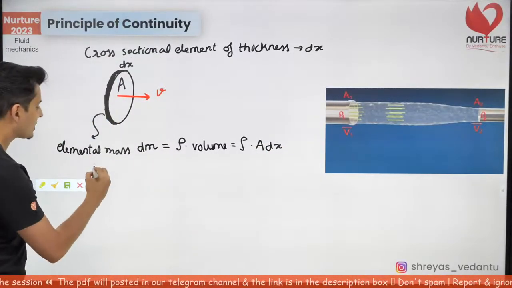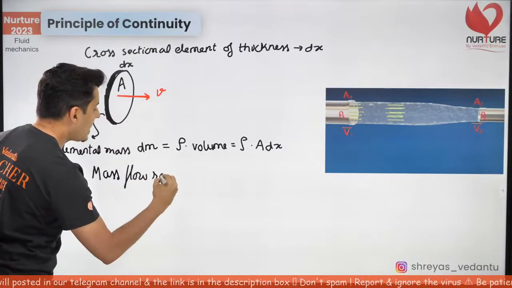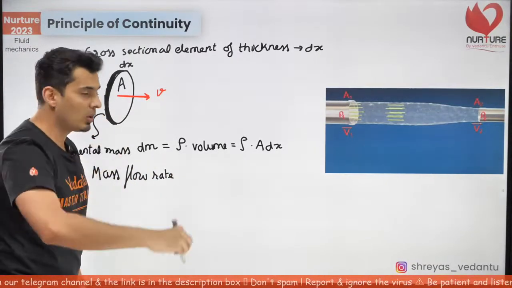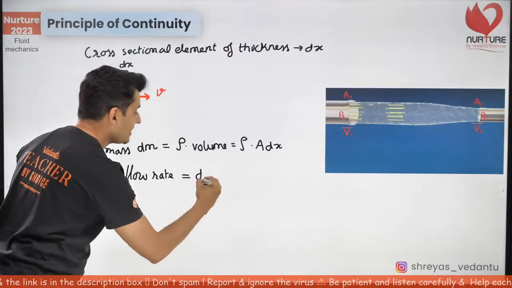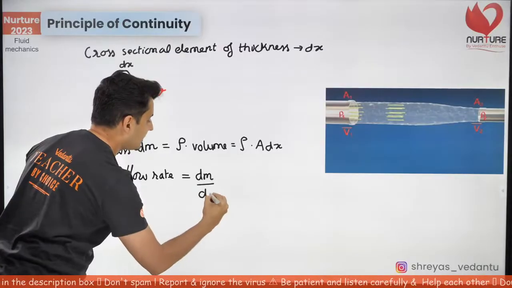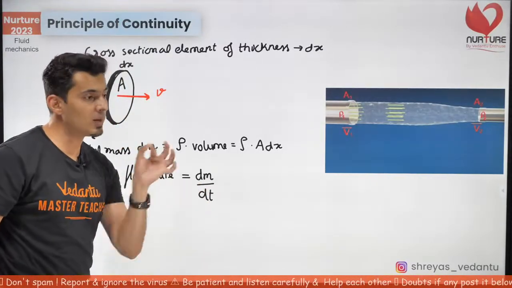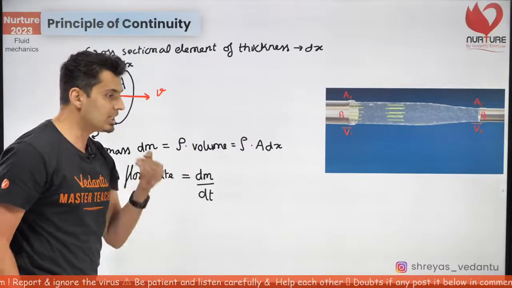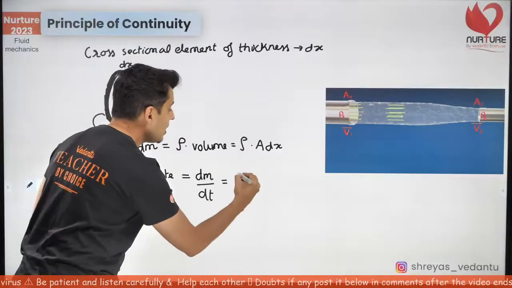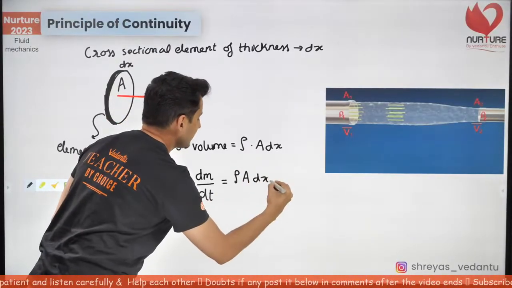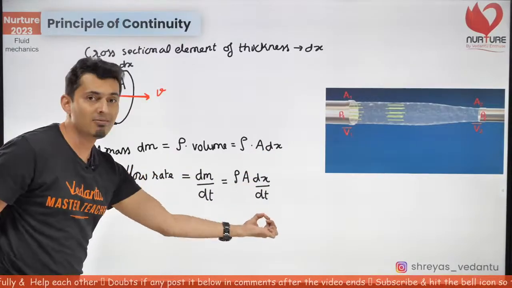So if I ask you what is the mass flow rate? The mass flow rate is the mass which flows per unit time. That means dm by dt, mass per unit time. How much mass is flowing per unit time? Kgs per second. So this will become rho A dx by dt.